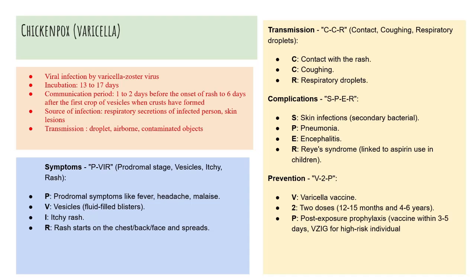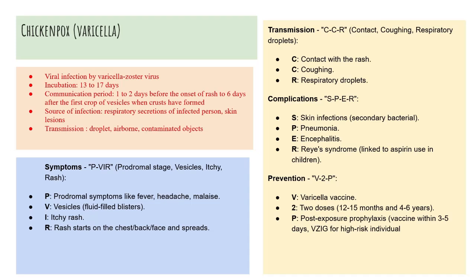And transmission you can remember from CCR: contact with the rash, coughing, and respiratory droplets. Complications are SPER: skin infection, secondary infection can happen, pneumonia because it affects the respiratory system, encephalitis, and Reye's syndrome, which can be linked to aspirin. So there is a big no to the use of aspirin in children because it can cause Reye's syndrome and affect their eyes, right?